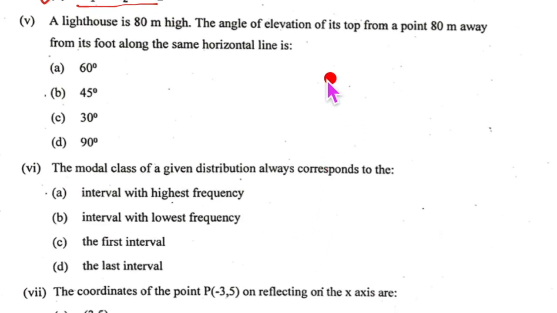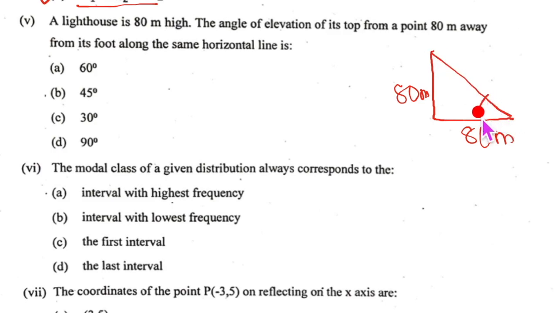Let us come to the fifth one. The lighthouse is 80 meter high and the angle of elevation of its top from a point 80 meter away. So this also is 80 meter, and from here we are looking up to the top. So this is your angle of elevation from the foot along the same horizontal line. So we need to find out theta. Now do we know tan theta will be 80 upon 80, that is 1, and tan of 45 degrees is 1. So our angle of elevation is going to be 45, that is B.